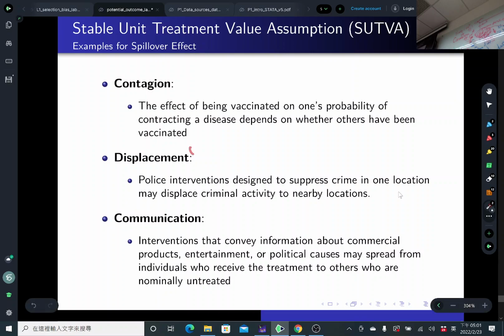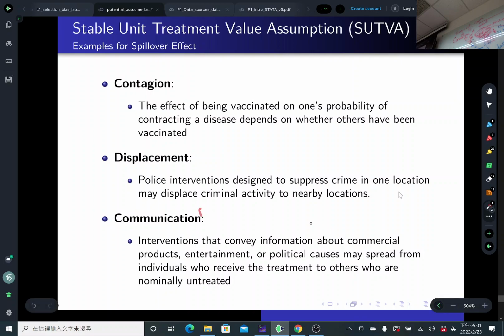Or sometimes something called displacement might happen. For example, type A CD increases the number of police. It might affect new type A CD, the criminal activity in new type A CD, because a lot of criminal activity might move to new type A CD. But actually, new type A CD does not implement any new policy and does not receive any treatment. But its neighborhood changed the policy, and that might affect new type A CD's outcome.